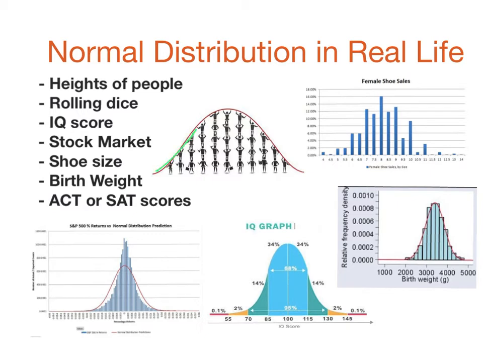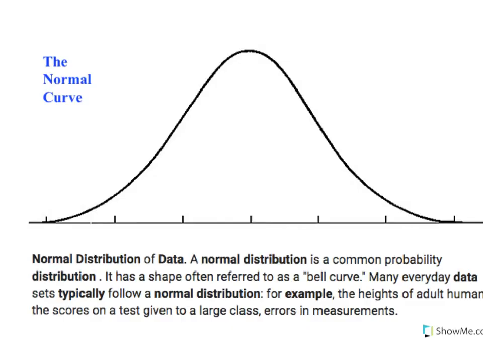If you notice in the first one, there's sort of a bell shape. We have another bell shape in the female shoes, a bell shape with birth weight here, a bell shape for the IQ graph, and a bell shape for some stock market analysis. No matter what, if it's a normal set of data like these examples, and you were to find all the heights of people, let's say in the world, it will end up following almost a perfect bell curve. This is called the normal curve, otherwise known as the bell curve.